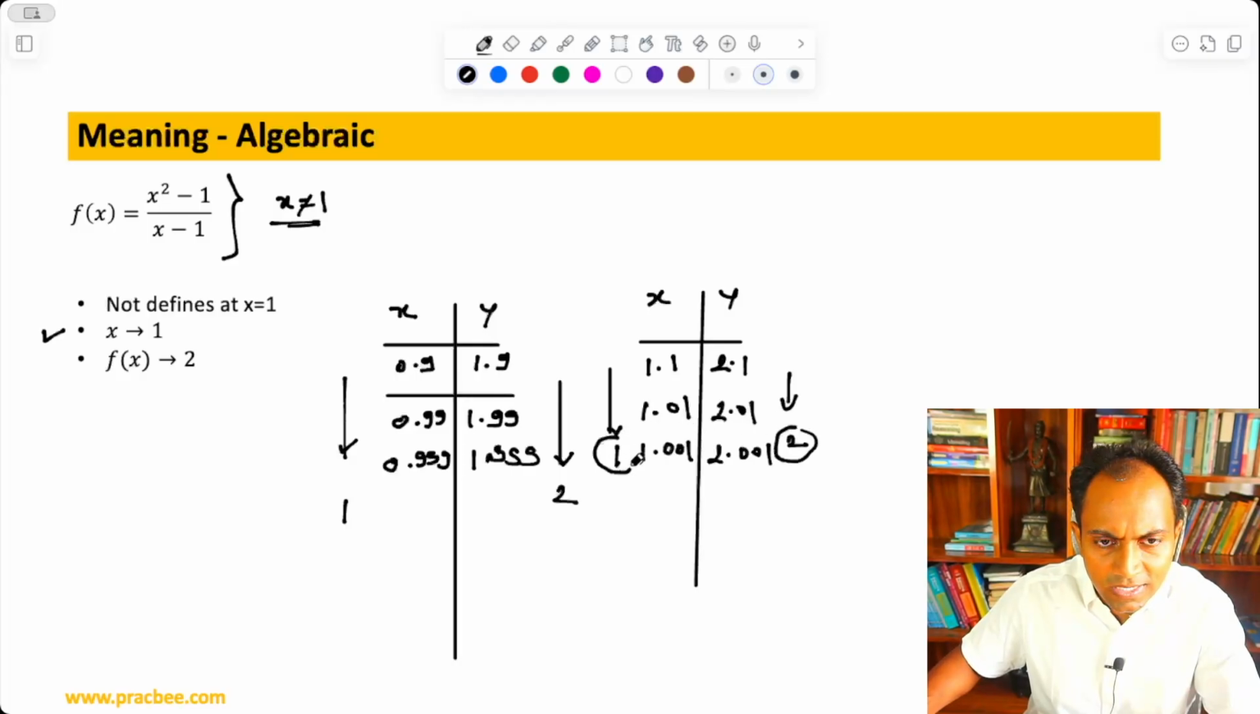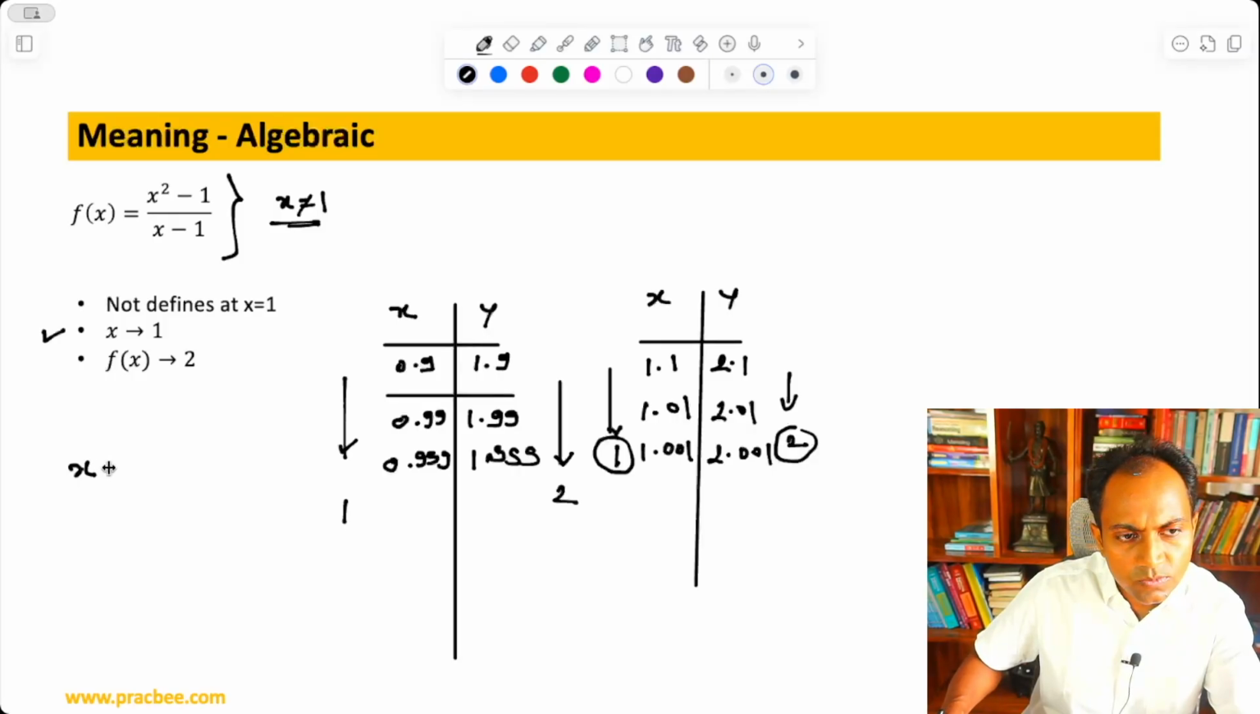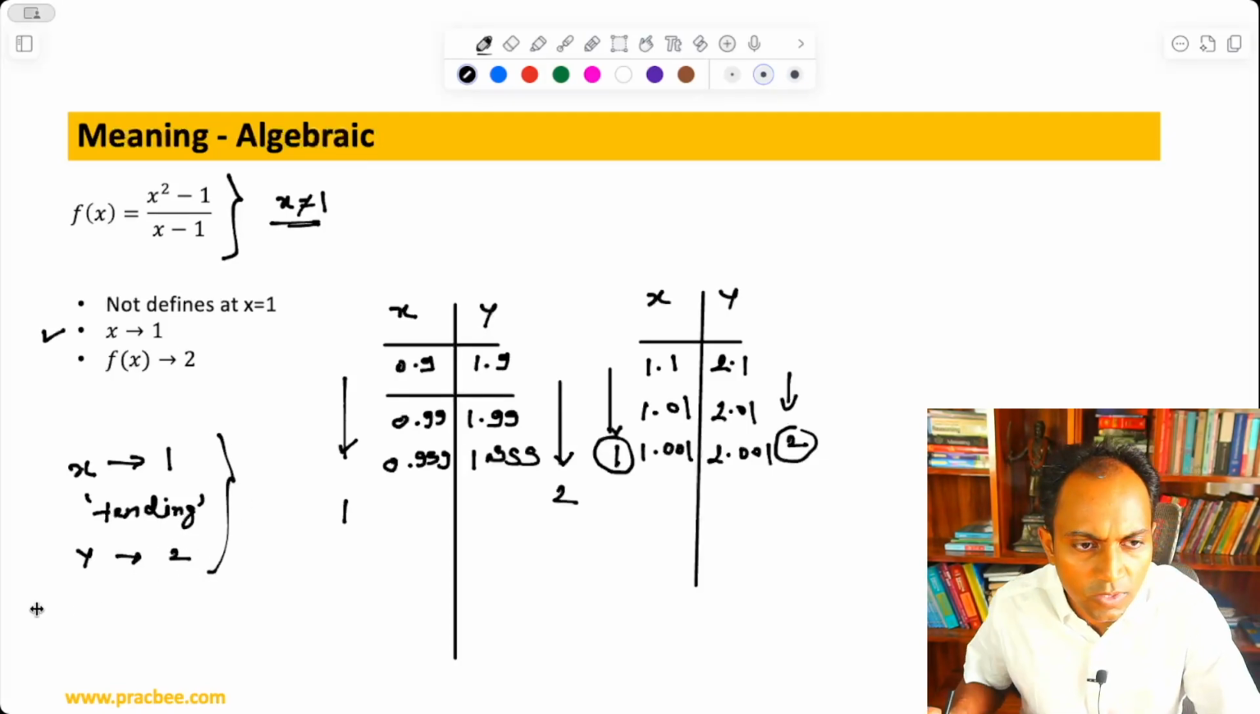So how do we say this? We don't know what exactly happens at 1 because 1 is not in the domain. We can't substitute it inside the function. But we now know that as the value of x is moving towards 1, we call this tending. This arrow sign is read as tending, T-E-N-D-I-N-G. So as x is tending towards 1, what is happening to the value of the function, or y? It is tending towards 2. This is what we are trying to say here.